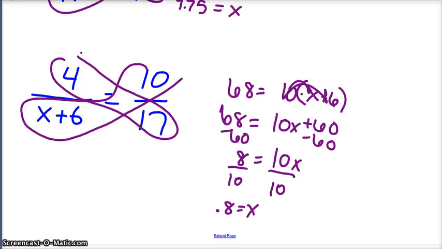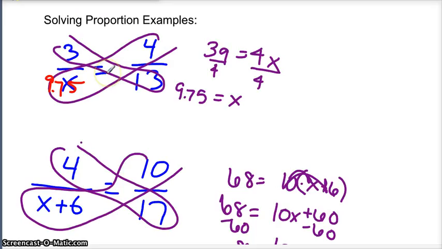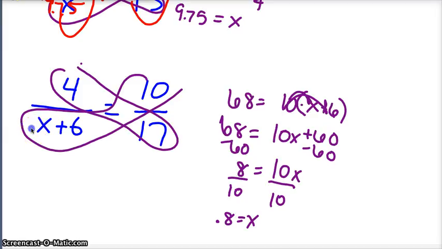Just to make a quick note before I go on, if you want to check your answers, if 9.75 is the answer, if you were to plug that back in and grab your calculator and divide it, it would equal the same number as this one. If you wanted to check your answer down here, if you plug in the 0.8, if you were to take 4 divided by 6.8, it would give you the exact same number as 10 divided by 17.